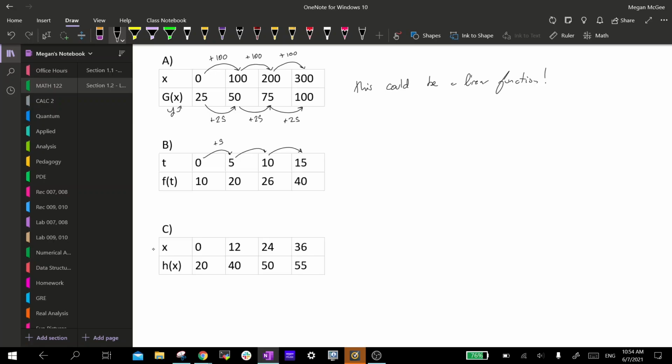Looking at our y values as our f of t values, we have 10 to 20. Okay, that looks good. We add 10. And 20 to 26, we add 6, and then 26 to 40, we add 14? That can't be right. Alright, so this is not a linear function.